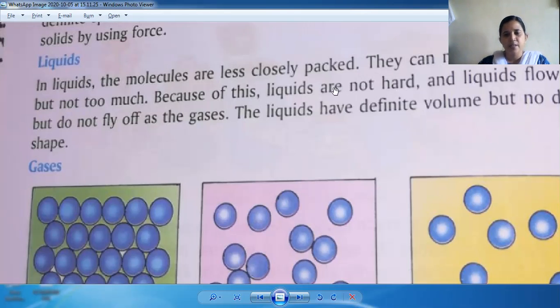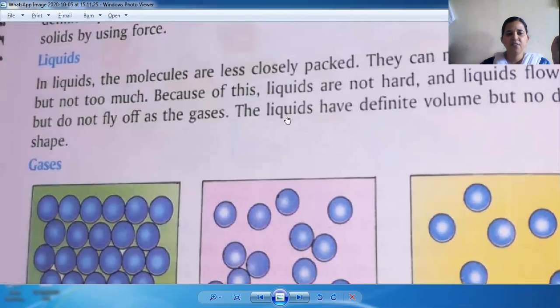If you take the example of this pen or a pencil, it is solid in nature, so it is very hard. And for the liquids, they are not so hard. They are loosely packed. The molecules in them are less closely packed, so they can move easily. So what is another feature of the liquids? They take the shape of the container. And the liquids have definite volume but no definite shape.